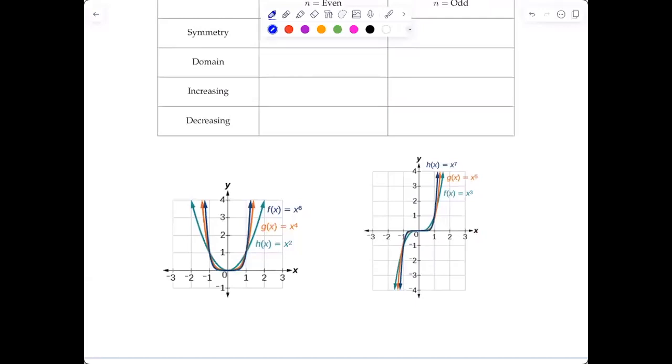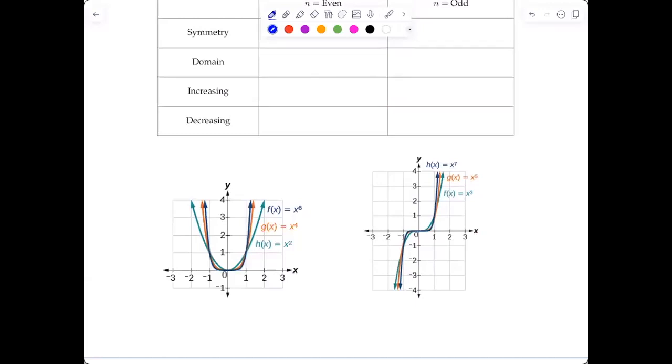So you look at the coefficients, they are all positive one or a positive number for that matter. That means the end behavior of the functions is pointing up in the positive direction. If you have a negative in front of this power function, everything will point down in the negative direction.